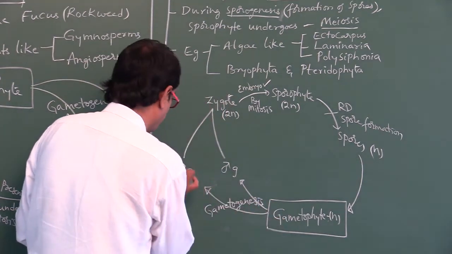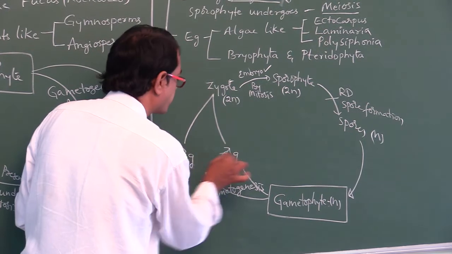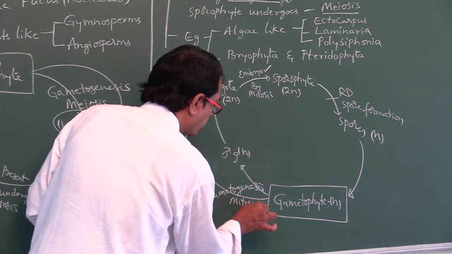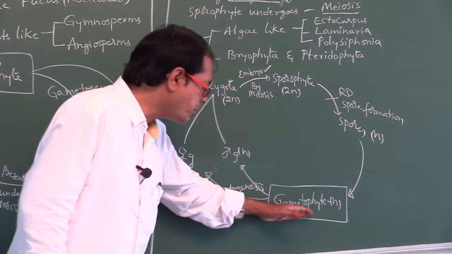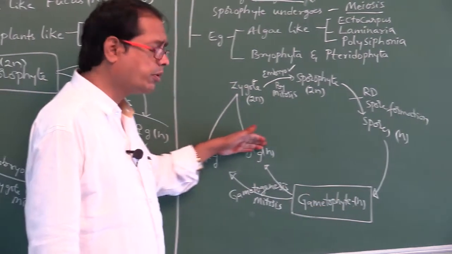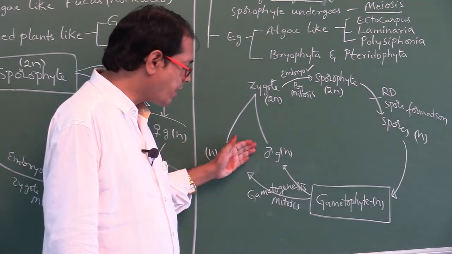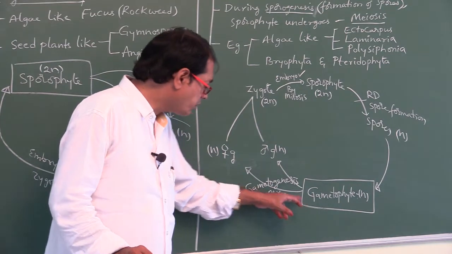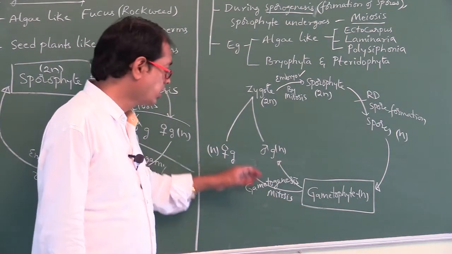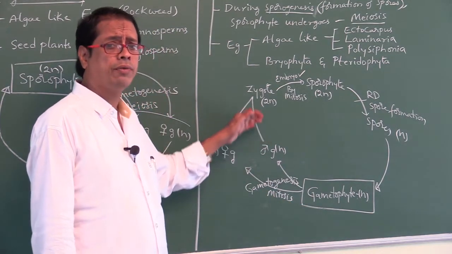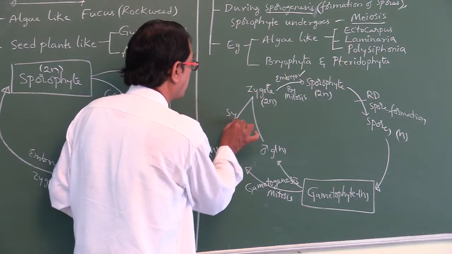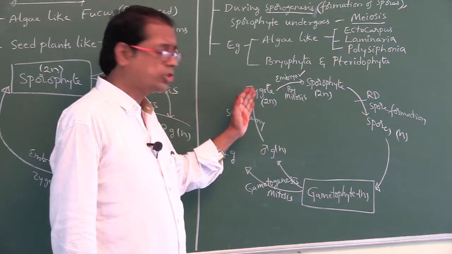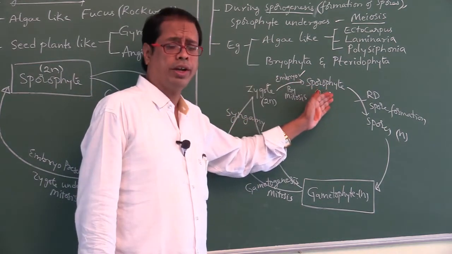N becomes n. Which division? Mitosis. So gametophyte produces male and female gametes. Formation of gametes is called gametogenesis, that is by n becomes n, mitosis. These two gametes, male and female gametes, are fused together by a process called syngamy or simply fertilization. This zygote later develops into sporophyte.